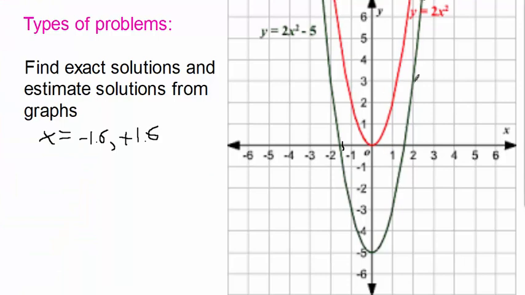For the red graph, if I take a look at it, it only has one solution right here. So for the red graph, my solution is 0. It actually has 2 solutions, but they're both at 0. So right now, we just write it as 0.